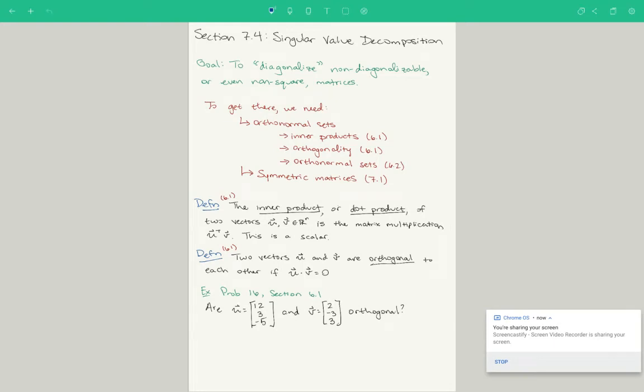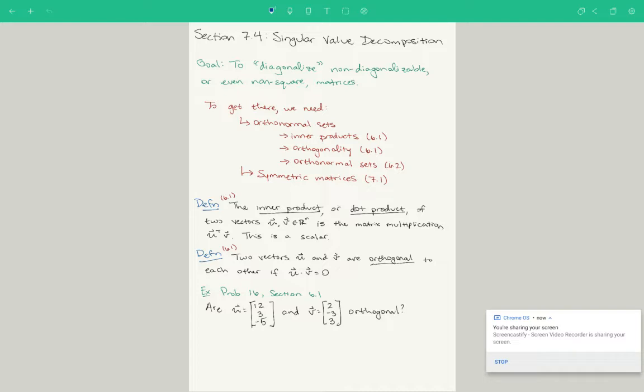Today we're going to be talking about section 7.4, singular value decomposition. In our previous video for section 5.3, we talked about how to diagonalize a matrix. The idea here is that if you have a square matrix and you can factor it into a product that includes a diagonal matrix, then you can analyze your matrix A by using that much simpler diagonal matrix.